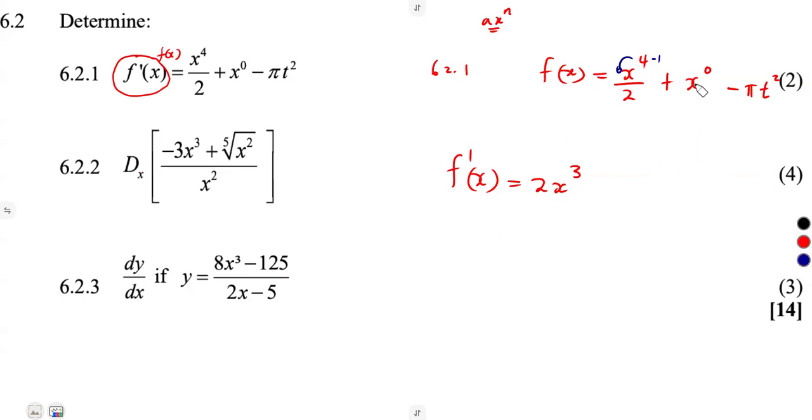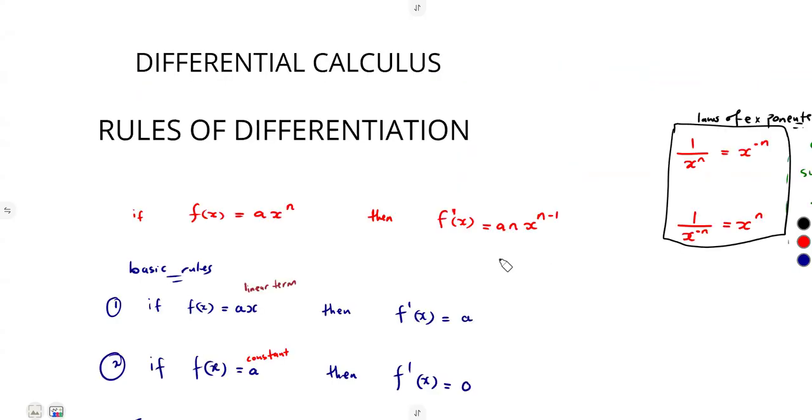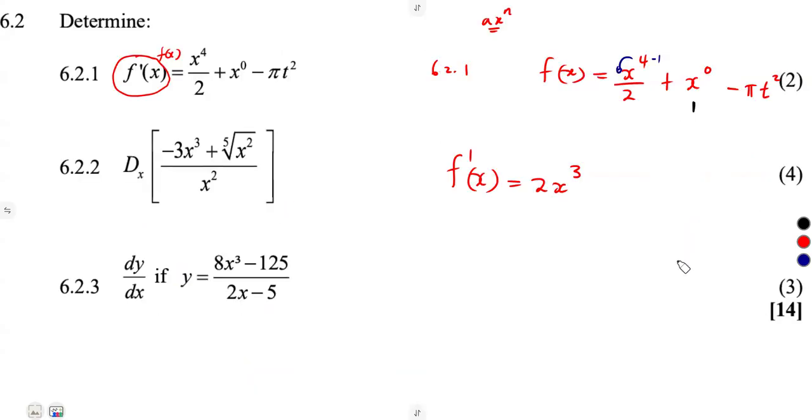X to the exponent of 0 is equal to 1. That's a constant. And the derivative of a constant is equal to what? To 0. Whenever we've got a constant, it gives us a 0. All right, minus pi t squared. We do not have x here. So it means also this is a constant. And the derivative of a constant gives us a 0. So therefore, the first derivative with respect to x is going to give us what?